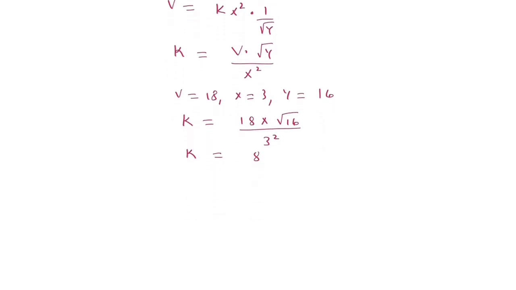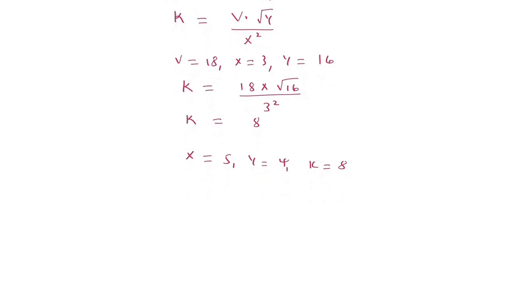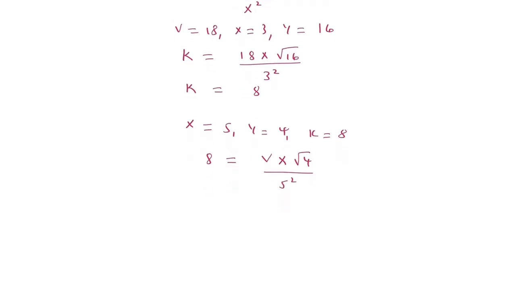Okay, so using the same formula, let us now substitute the values for x equals 5, y equals 4 and k equals 8 in order to find the value of v. Then our expression is going to be 8 equals v times the square root of (4 over 5) squared. Next, we are going to make v the subject and do the computation. We are going to have v equals 100, and this is the value required.